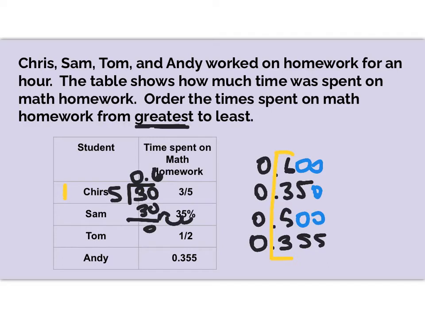The second greatest amount of time spent on math was this 500 number, which was actually 1/2. So Tom spent the second greatest amount of time on his homework. And then I have 355 thousandths and 350 hundredths. Well, 355 thousandths is 5 thousandths more. So I know Andy was number 3, and then Sam came in last with the least amount of time. So when you order them, it would be Chris, Tom, Andy, and then Sam. And I have now ordered them from greatest to least.